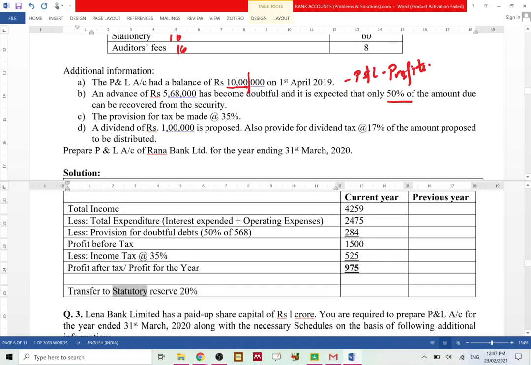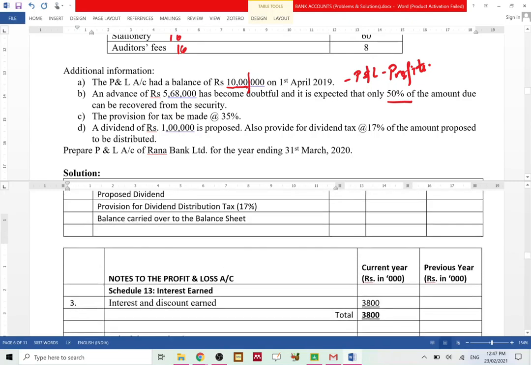All right. So the statutory reserve, 20% of the profits that we calculate, it comes to 195. So this is 20%, just for your understanding, 20% of 975. Always calculate transfer to the reserves based on current year's profit. Not total of the profits, not previous year's profit, but the current year's profits. All right. So that is our transfer to statutory reserve.